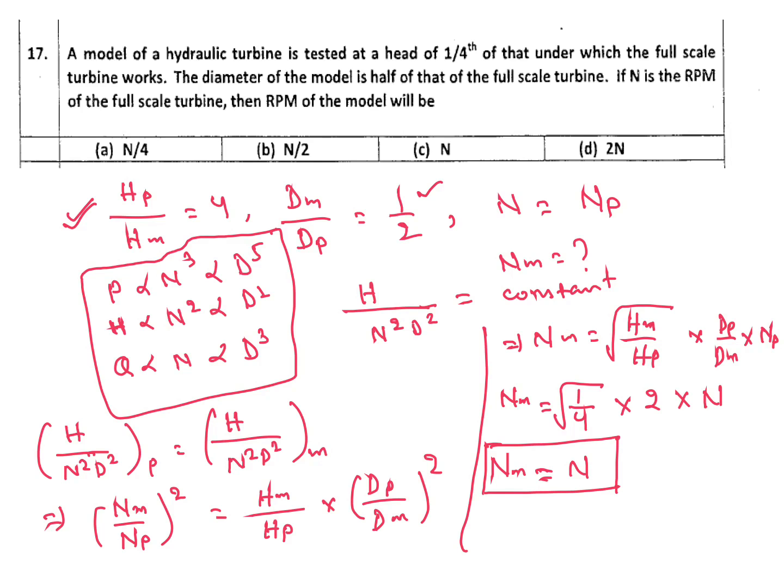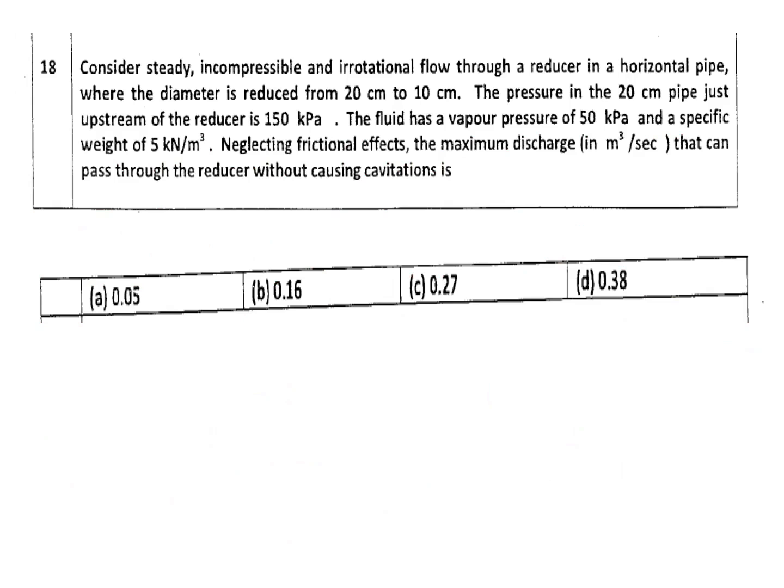Consider steady, incompressible and irrotational flow through a reducer in a horizontal pipe where the diameter is reduced from 20 cm to 10 cm. The pressure in the 20 cm pipe just upstream of the reducer is 150 kilopascal. The fluid has a vapor pressure of 50 kilopascal and a specific weight of 5 kilonewton per meter cube. Neglecting frictional effect, the maximum discharge in meter cube per second that can pass through the reducer without causing cavitation is how much?